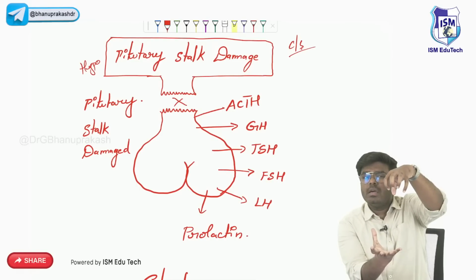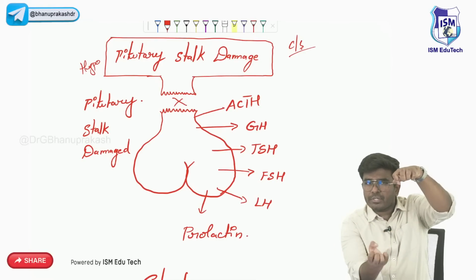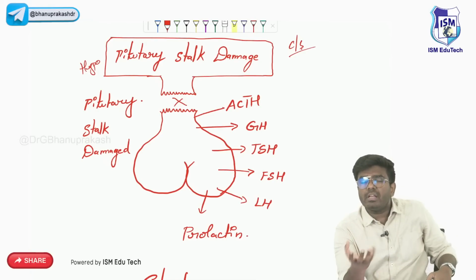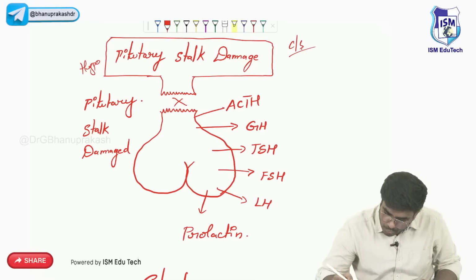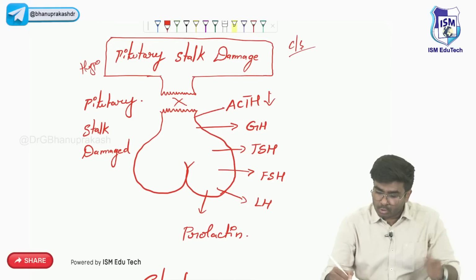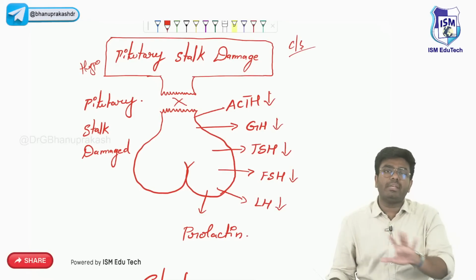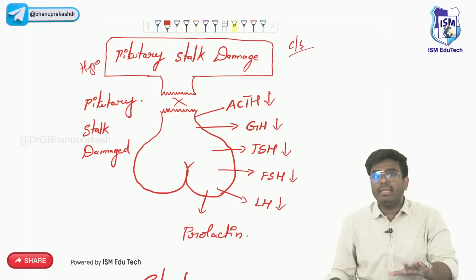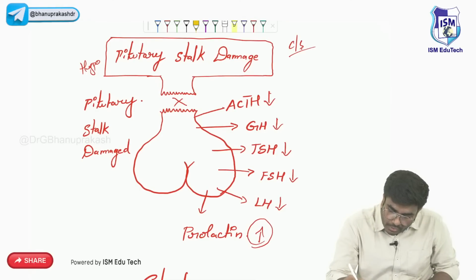Whenever there is a transection between the hypothalamus and the pituitary gland, do you think the pituitary gland will work? No. So what happened to all the hormone levels? Sir, all the hormones are going to come down. ACTH, adrenocorticotropic hormone from the anterior pituitary goes down. Growth hormone goes down. Thyroid stimulating hormone goes down. FSH goes down. Luteinizing hormone goes down. Everything is coming down. All hormone levels are getting decreased. But prolactin level increases. Very important point.